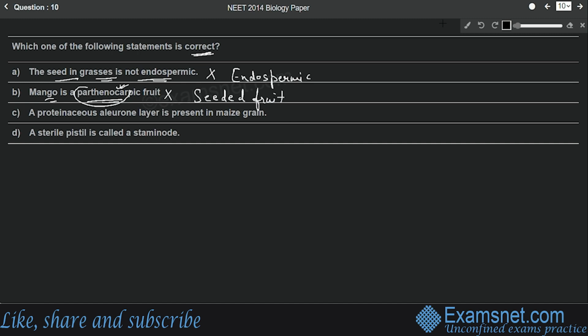Then the third statement says a proteinaceous aleurone layer is present in maize grain. This is a correct statement. Last statement says a sterile pistil is called a staminode, which is again incorrect because we know that a sterile stamen is known as staminode, not pistil. So the only correct statement is the third one. So option C will be the correct answer.